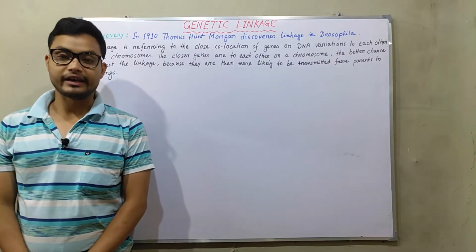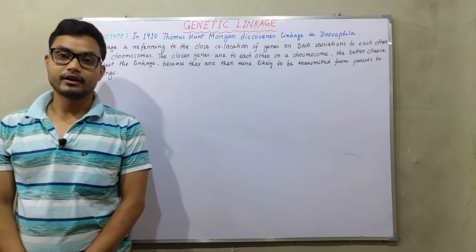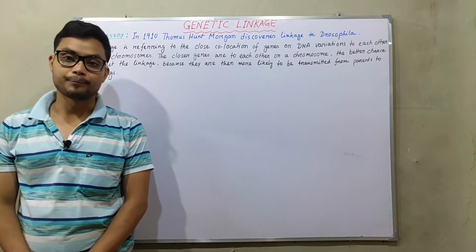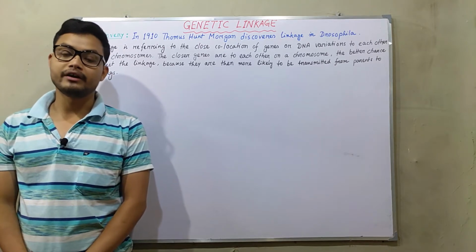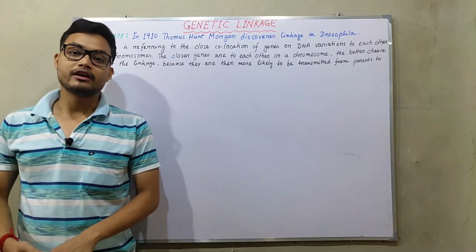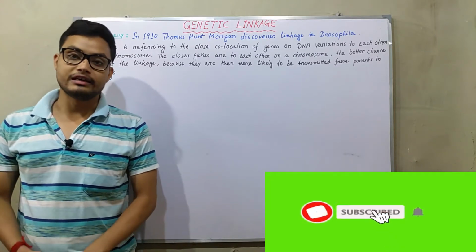In 1910, Thomas Hunt Morgan discovered a unique genetic inheritance pattern in Drosophila, which is completely different from Mendel's observation. And this unique genetic inheritance pattern is now known as linkage.